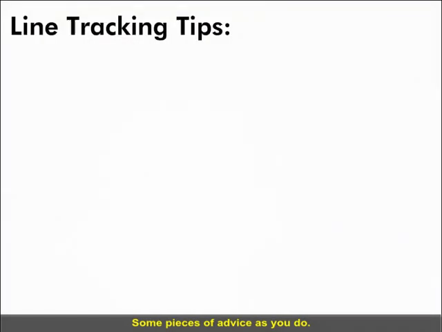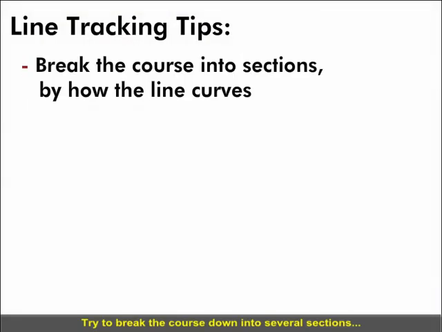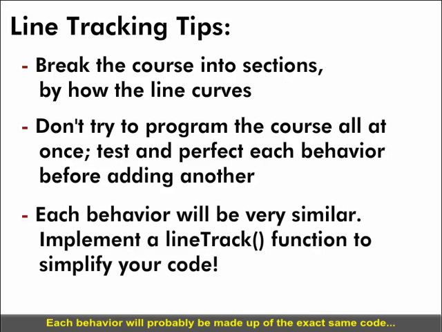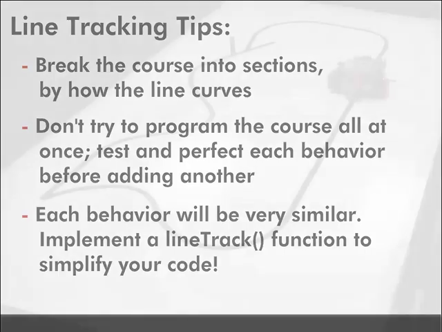Some pieces of advice as you do. Try to break the course down into several sections, based on how curved each section is. Don't try to program the entire thing all at once. Perfect the threshold, number of encoder counts, and motor speeds for the first section before moving on to the next. Each behavior will probably be made up of the same exact code, with the only differences being in the values used. Sounds like the perfect opportunity to implement a line track function with parameters.